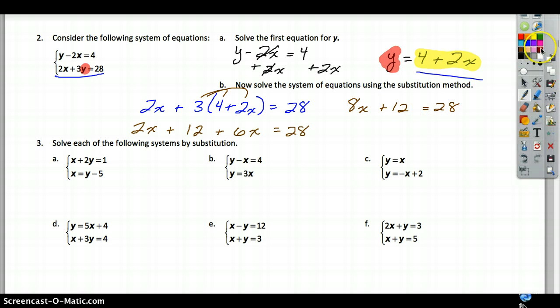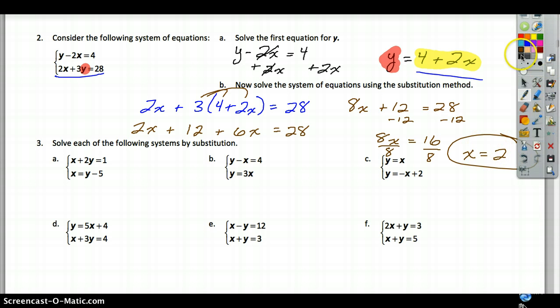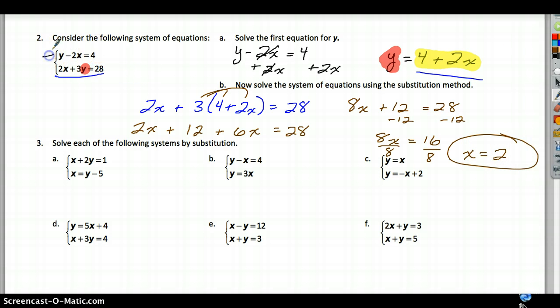I'll subtract 12 on both sides. That's going to give me 8x equals 16. And we'll divide each side by 8 to get x equals 2. Now we're not done here because we have to take that 2 and plug it back into one of the original equations. I could plug it into this equation, I could plug it into this equation, or we could plug it into the other equation that we solved for in the first part. I think it's easiest to plug it into this equation based on the fact that we already know y is all by itself. So we'll plug it into the new one that we solved for.